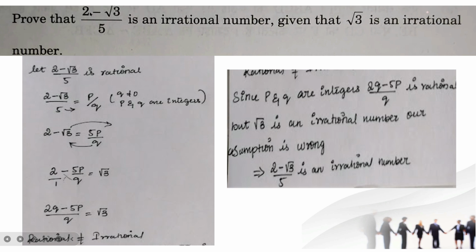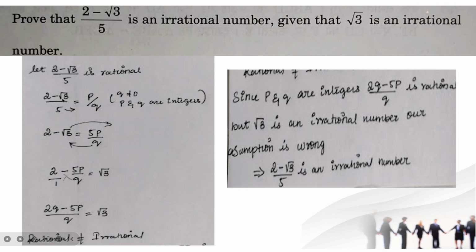They are asking us to prove 2 minus root 3 by 5 is an irrational number, and they said root 3 is an irrational number. So in order to prove that, first we will consider this as a rational number, and then we could prove it is an irrational number. Let me tell you how. I'm just taking this as a rational number. Rational number will be in what format? P by Q format. P and Q will be integers, and the denominator Q should not be equal to 0.